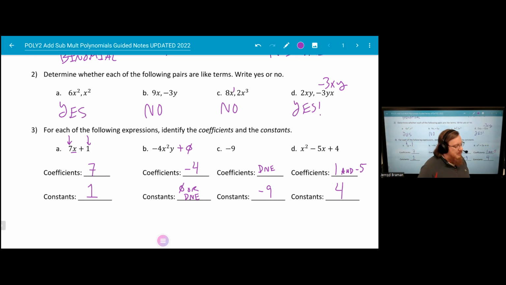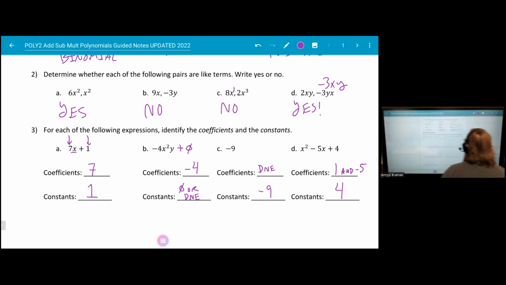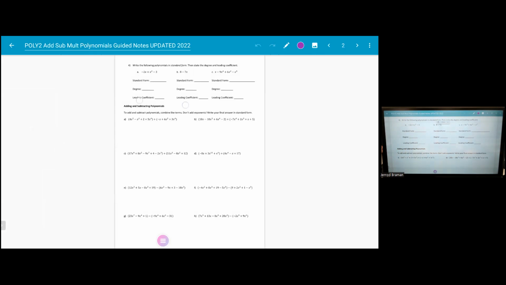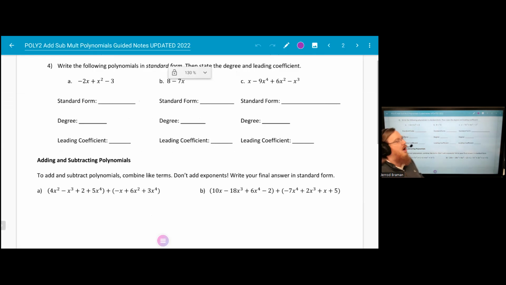All right, with that said, we've kind of taken care of a few things. I got one more set of just kind of introductory work that we got to take care of here. So let's go ahead and go to the top of the second page. We need to write the following polynomials in standard form. In other words, go from the biggest exponent down to the smallest exponent, and then with no exponent or no variable, which that's the constant, right?